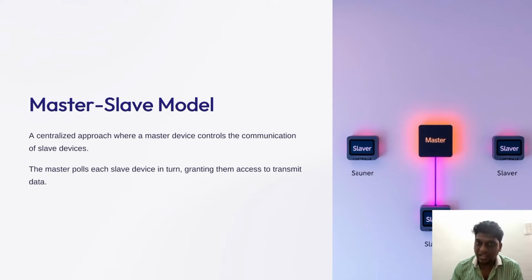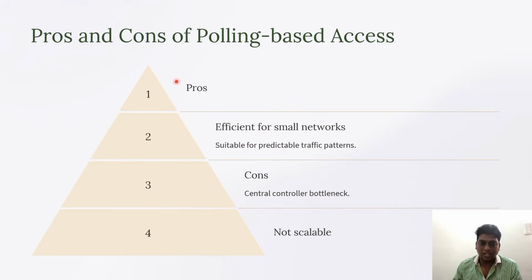So they are all the slaves and he is the main master. The range of communication is a very short one. Some pros and cons. The main pro is that it is efficient for a small network. The cons of this method are that it is a centrally controlled bottleneck architecture, and it is not a scalable one.